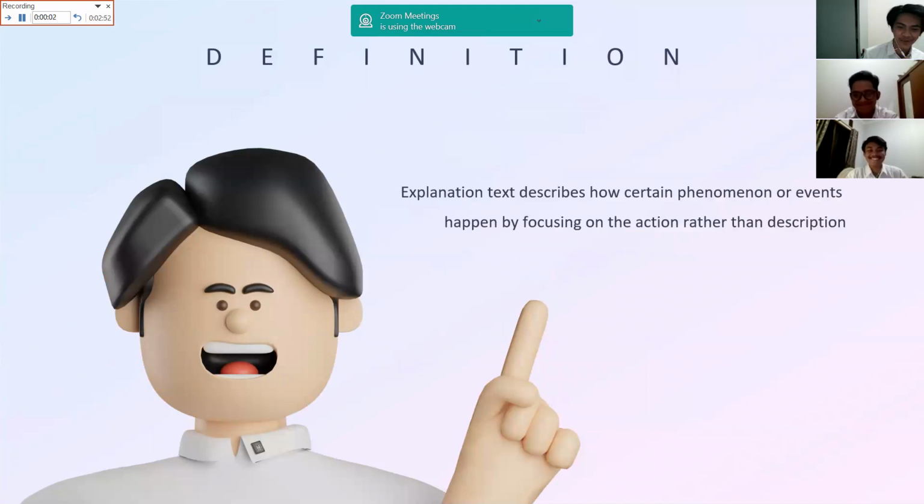The definition of explanation text. Explanation text is such a scientific written material. It explains how certain phenomenon or events could happen, and it is usually often found on textbooks like geography, science, or even historical books. For examples, how a tornado forms, how tsunami works are the best example of explanation text. Next.